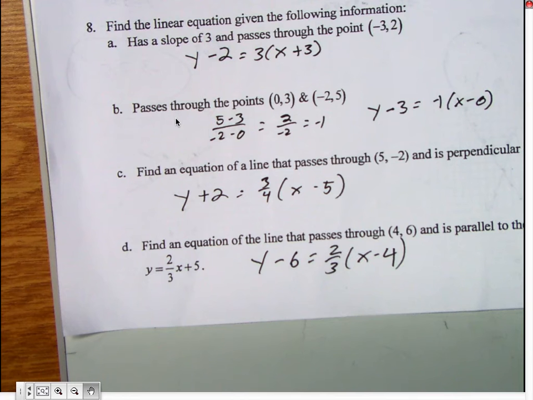Okay, you're just putting it in point slope form. Y minus y1 equals m times x minus x1. Just point slope form. For almost all of these, you've got a point and a slope. Or you can figure out the slope and then you have a slope and a point. You put it in point slope form. Done.